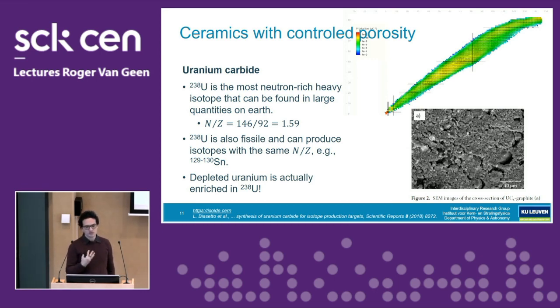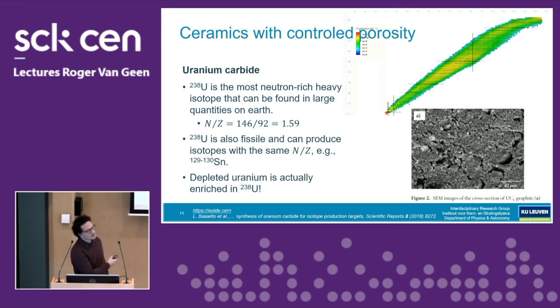It's the most neutron-rich heavy isotope that can be found in large quantity on Earth. Its N over Z is 1.59. I looked up just for the fun of it what thorium-232 is, and it's 1.57. So it is indeed better than thorium in that respect. It's also fissile, so you can use it to produce fission products in this region, which is quite a nice way to go to neutron-rich material, and it keeps the same N over Z ratio.